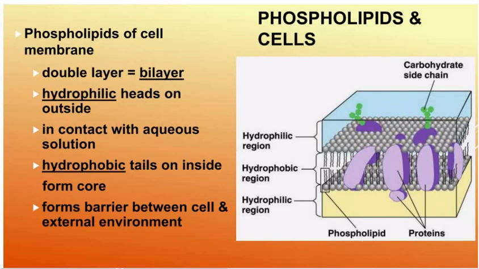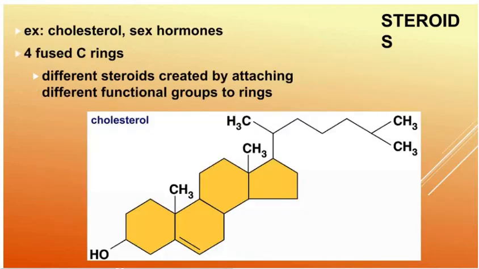So phospholipids of cell membrane, double layer, bilayer, hydrophilic head on outside in contact with the aqueous solution, hydrophobic tail on inside forming core and forms barrier between cell and external environment. Look at here, hydrophilic region, hydrophobic region, hydrophilic region, phospholipid, protein, carbohydrate side chain.